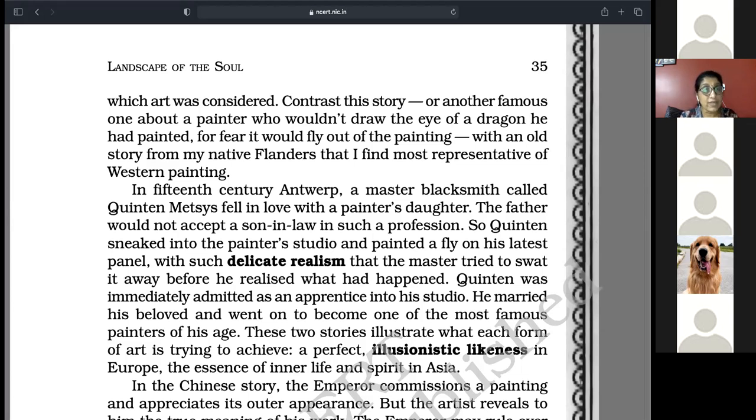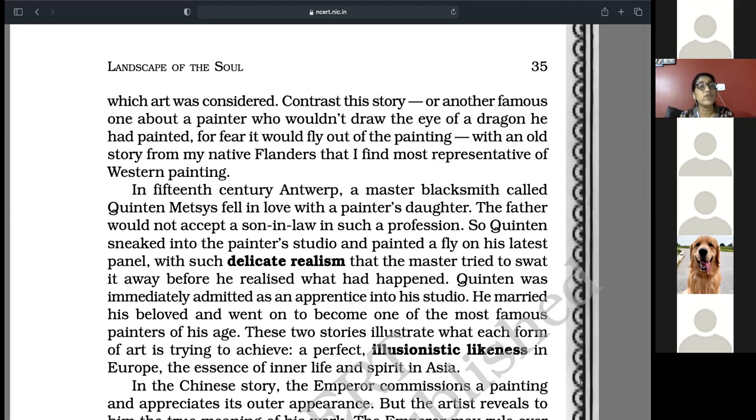अब Quentin जो है वो मनाना चाहता था उस पेंटर को. एक दिन वो चोरी छुपके, sneaked मतलब चुपके से, without the knowledge of anyone, वो पेंटर के जहाँ पेंटिंग करता था वहाँ गया और उन्होंने एक पेंटिंग बना रखी थी, उसके ऊपर एक fly बनाया. मतलब he was so skilled, even though he was a blacksmith, yet he was so skilled that he painted a fly in such a manner with such delicate realism. Matlab it looked as if the fly was real.